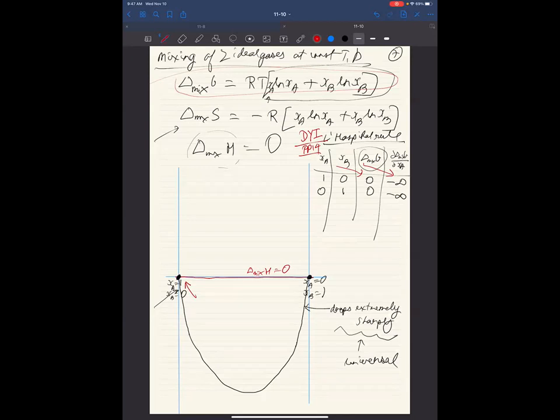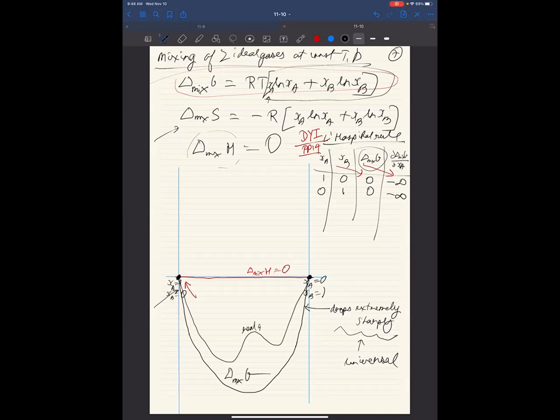So this is delta mixing G. Delta mixing G looks like this for two ideal gases mixing together. When you have interaction, this curve becomes very interesting. When you have two interacting systems, at both ends it's always the same. In the middle, it starts to show something, and I'm going to draw it and mark it for later. In the middle, you will get things like this.